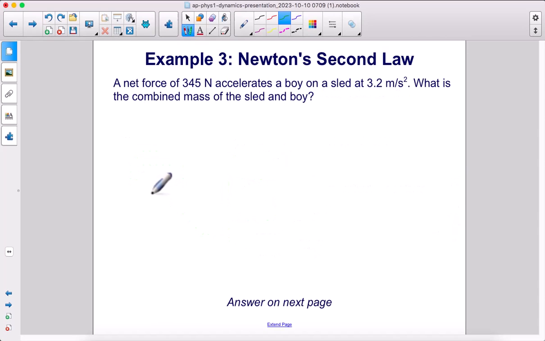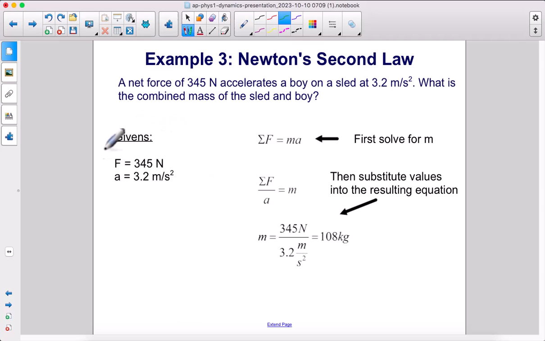A net force of 345 newtons accelerates a boy on a sled at 3.2 meters per second squared. What is the combined mass of the sled and boy? First, we list our givens over here, then we choose our equation, solve it for mass, which means dividing both sides by acceleration. We have our equation here, take your givens, plug them in, and we get 108 kilograms.